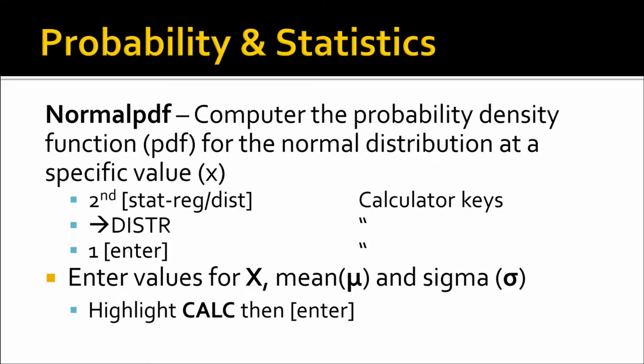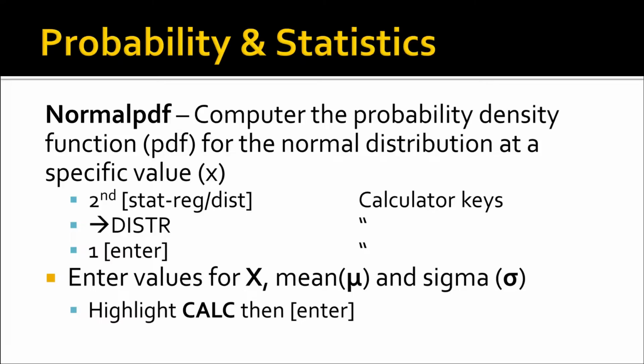And the normal PDF, which I have defined here, is compute the probability density function, called a PDF, for normal distribution at a specific value. This is a bell curve that we're looking at here, and we want to get the actual PDF value for a specific value of x. Well, you could look it up in the tables that are provided in the book. Chances are that's what you want to do most of the time.